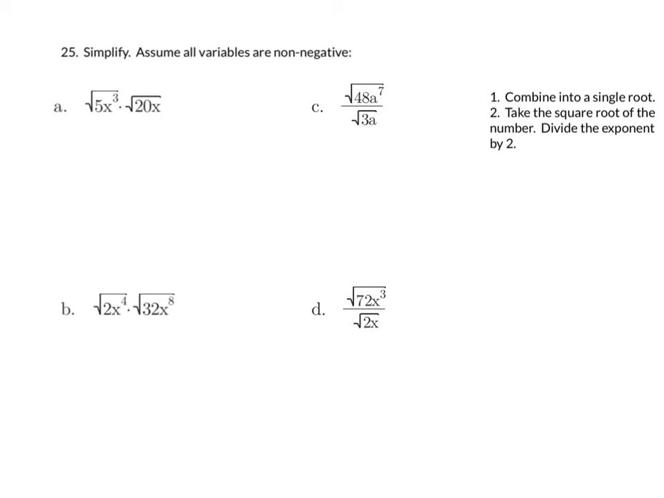So the first thing we want to talk about is simplifying radicals. We're going to assume all variables are non-negative. Don't worry about what that means. Okay, so the first thing we want to do is combine into a single root. To simplify, we're going to take the square root of the number and then divide the exponent by 2.